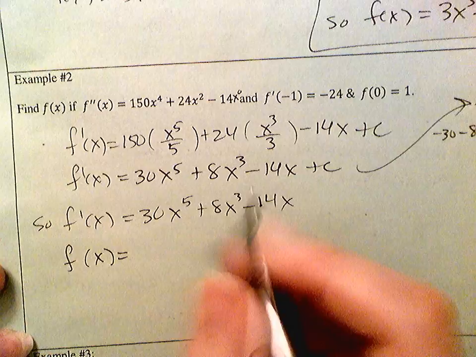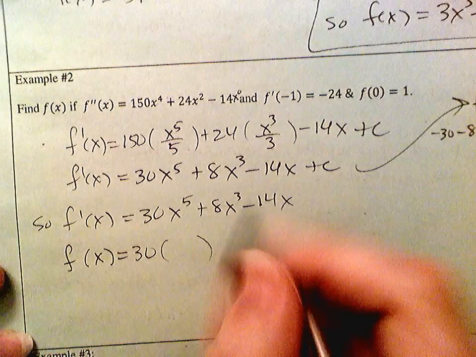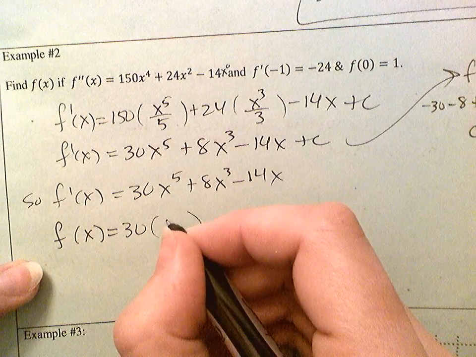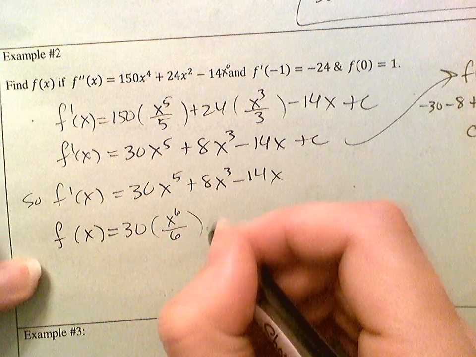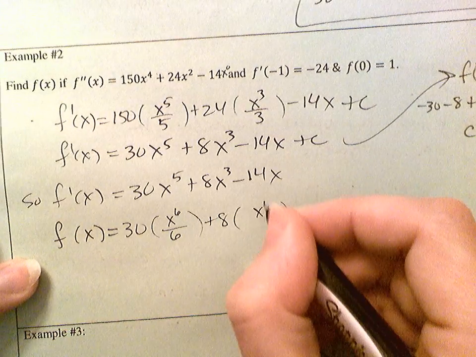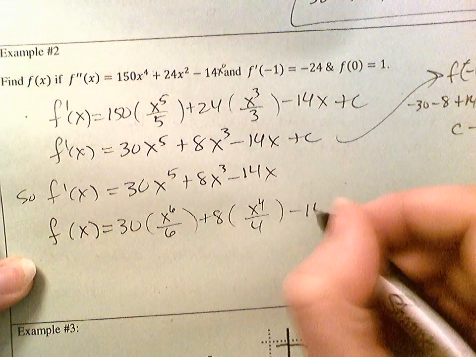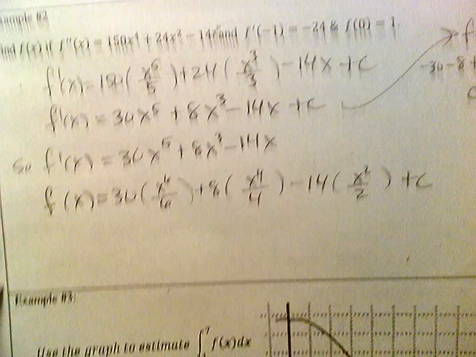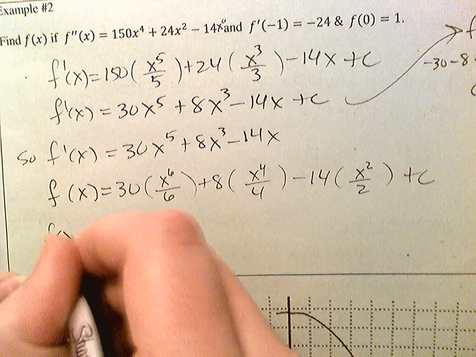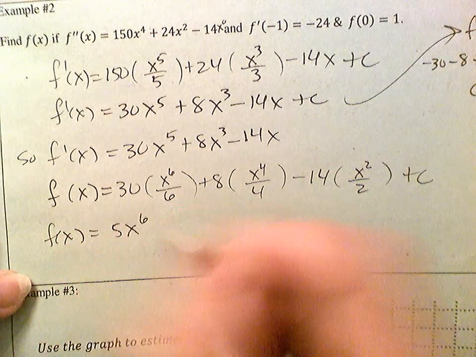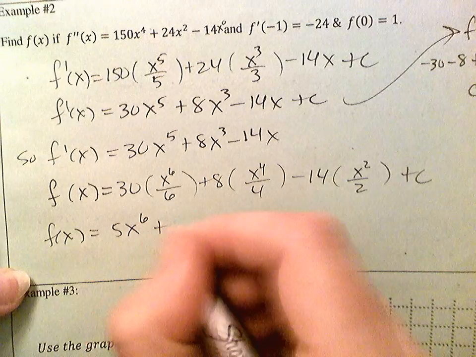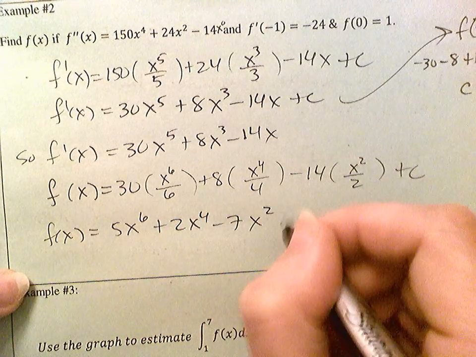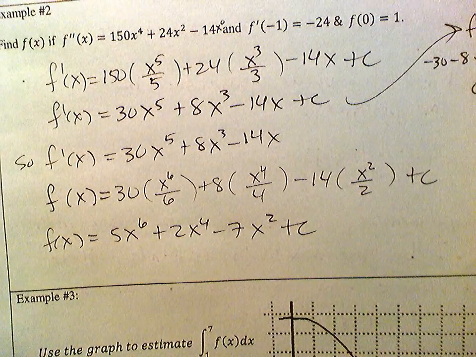So f of x equals, I bring down the 30, and some of you might do antiderivatives faster than I do, but that's fine. I'm going to go slow in case it helps someone. x to the 6th over 6 plus 8x to the 4th over 4 minus 14x to the 2nd over 2 plus c. So f of x equals 5x to the 6th plus 2x to the 4th minus 7x squared plus c.